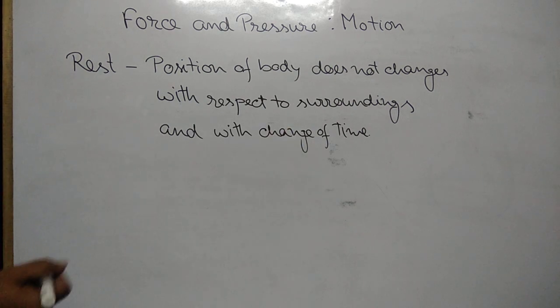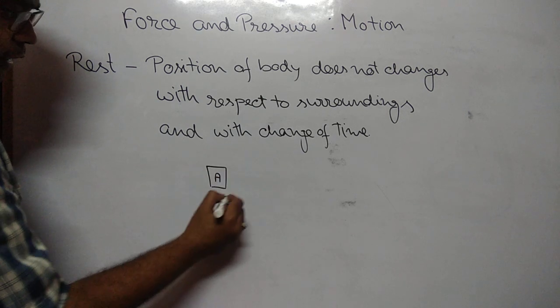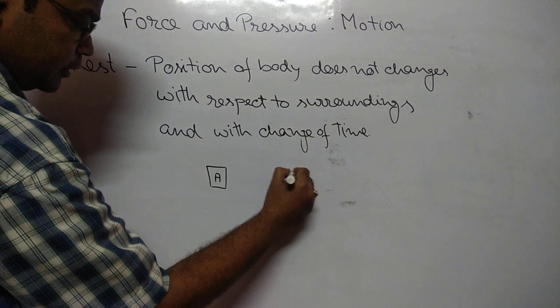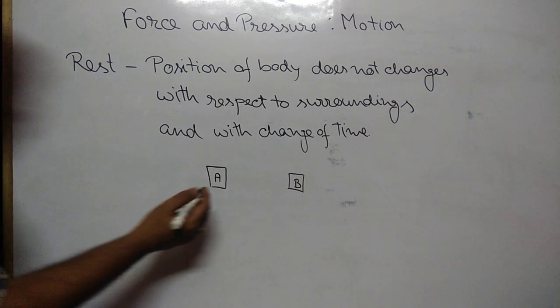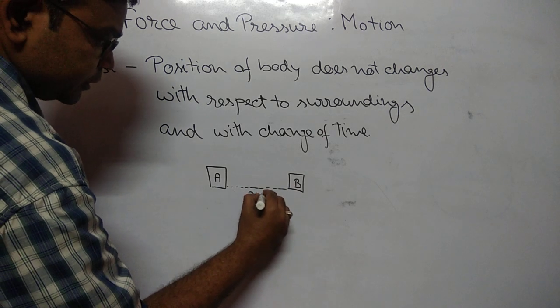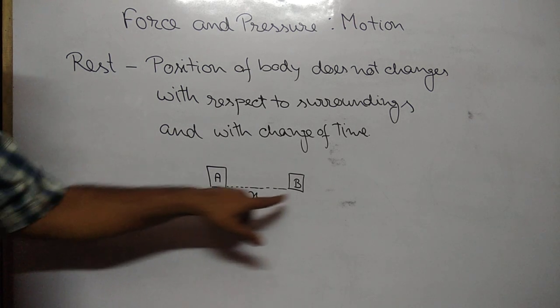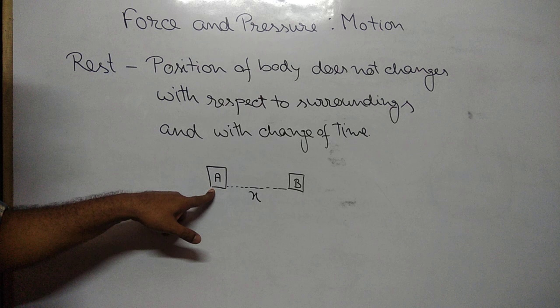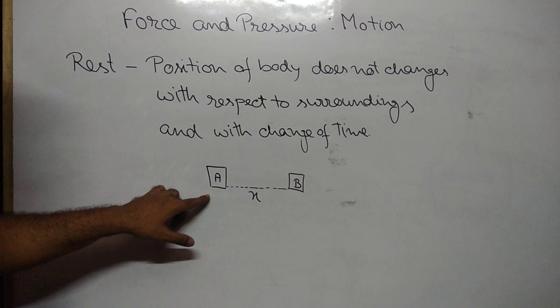Suppose there are two bodies. This is body A and another body is B, and in between A and B there is a distance. Suppose this distance is x meter, or x unit. We observe that A and B are not changing their position with respect to each other.